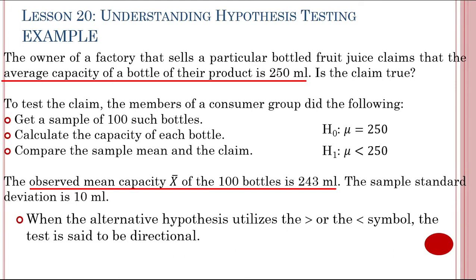When the alternative hypothesis utilizes the greater than or the less than symbol, the test is said to be directional. Ah, ganun pala yun, sir. So, kanina, yung not equal, non-directional. Ngayon naman, greater than or less than, directional. So, nakuha ba? Okay, good.